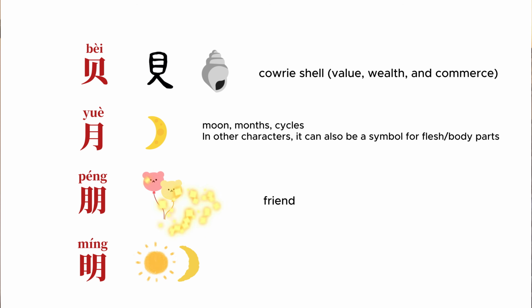Ming, if you put the sun and the moon together, you get the character Ming, which means brightness, clarity, and even wisdom. It's like the ultimate symbol of light, day and night combined, shining together.